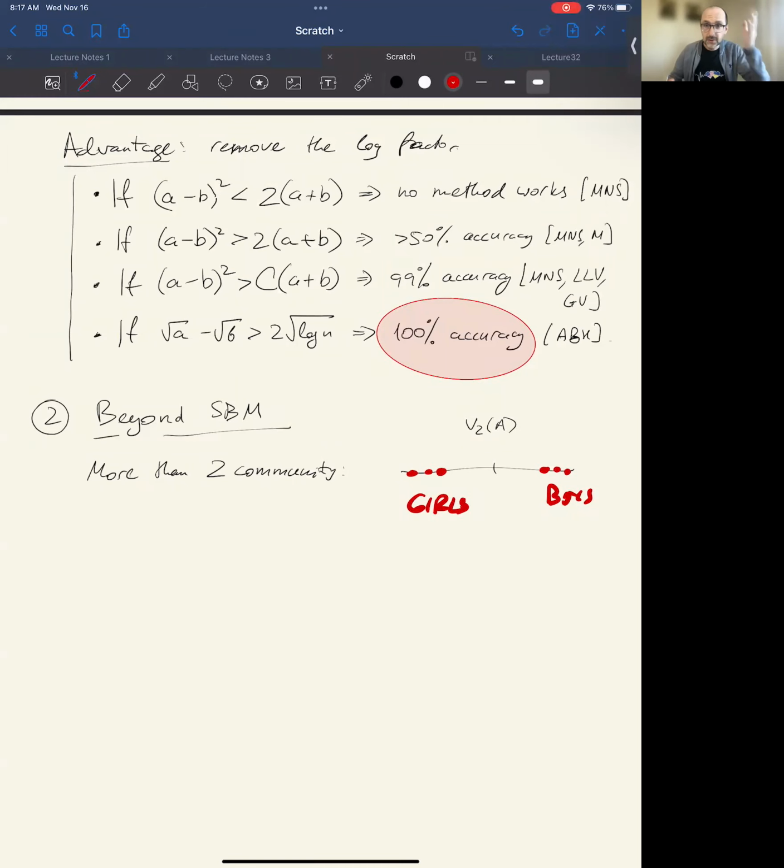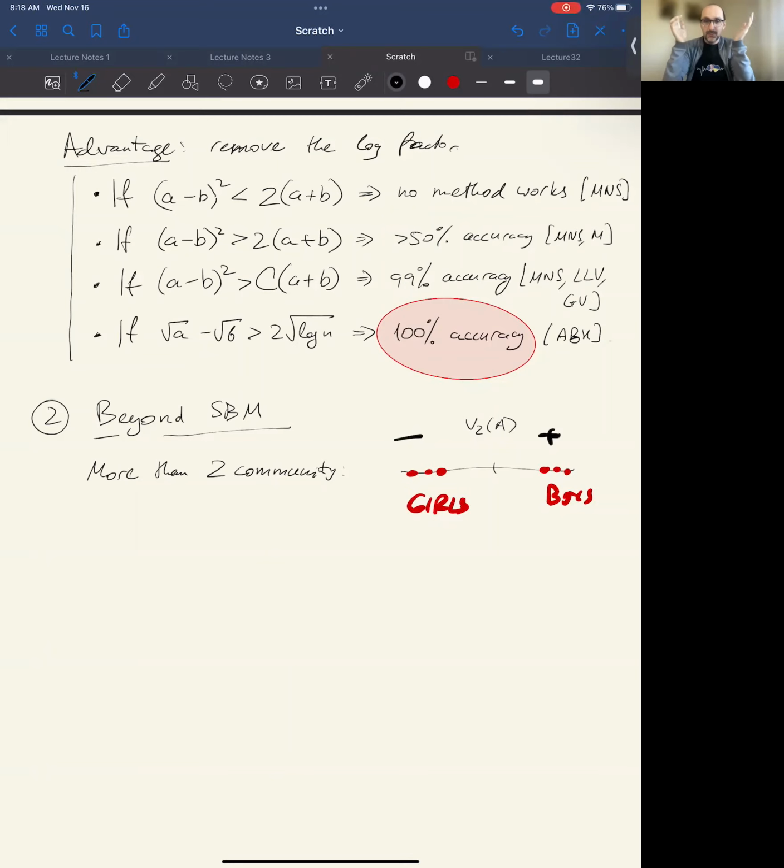If there is more than two communities, what do you think? There is no such thing as positive and negative anymore, but what would be the natural generalization if we have three communities? How should we proceed? Any ideas? What would be the dream?